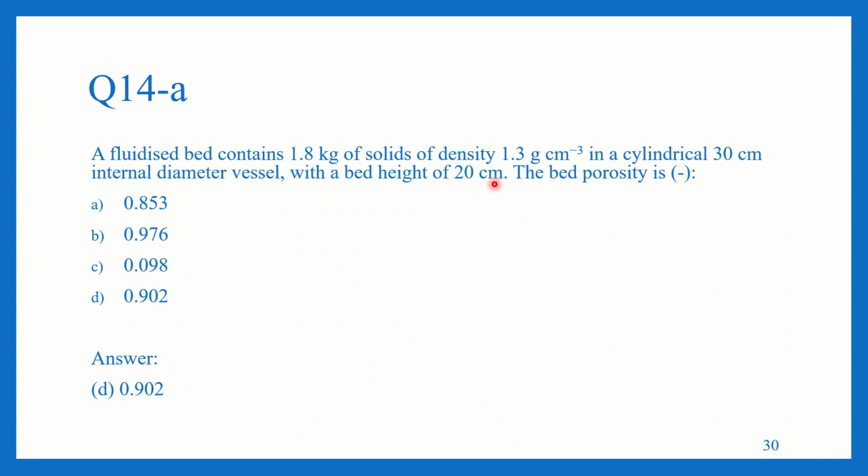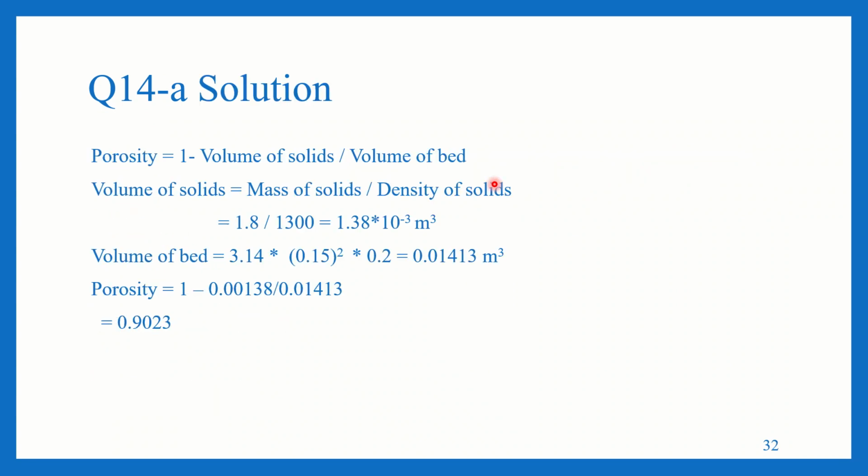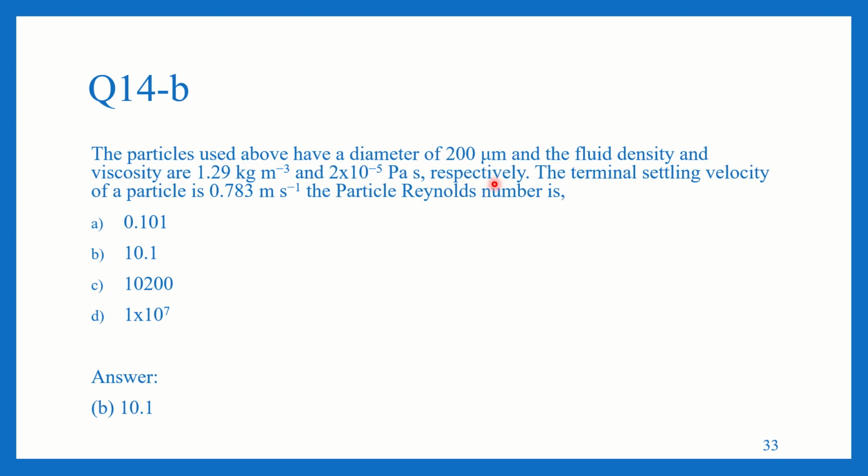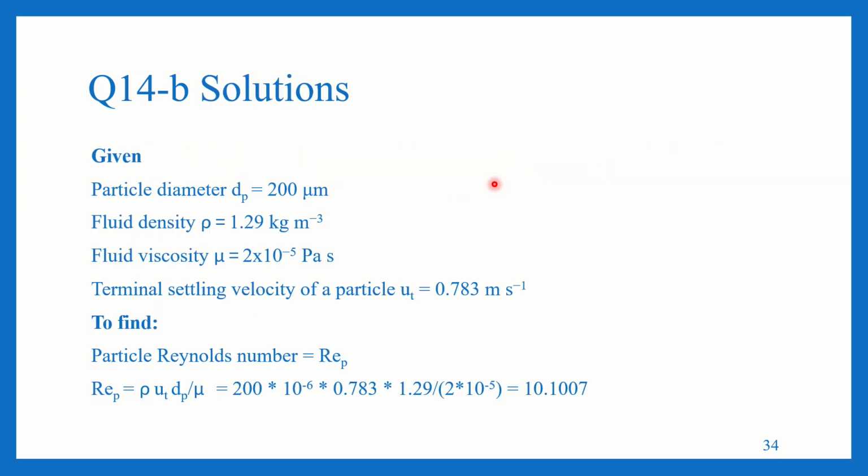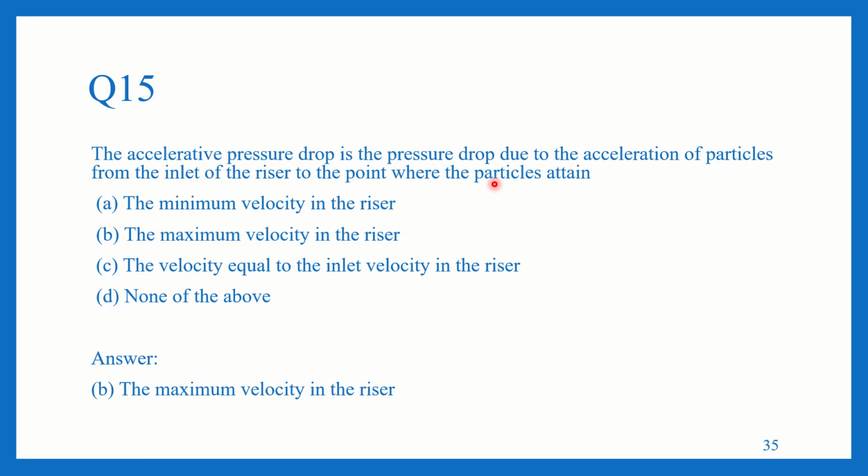And this was again a similar question to the one we saw in question 9, where we calculate the porosity of the bed. And this is the calculation of the Reynolds number. We know how to calculate the Reynolds number. And accelerative pressure drop is the pressure drop due to acceleration of particles from the inlet to the point where the velocity is maximum in the riser.